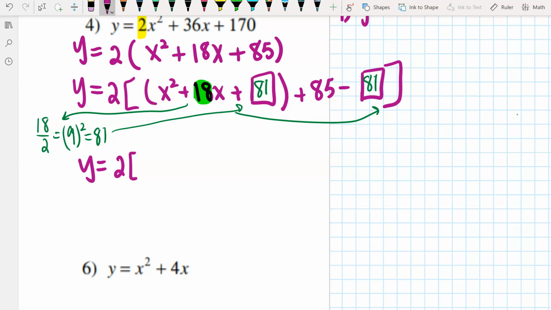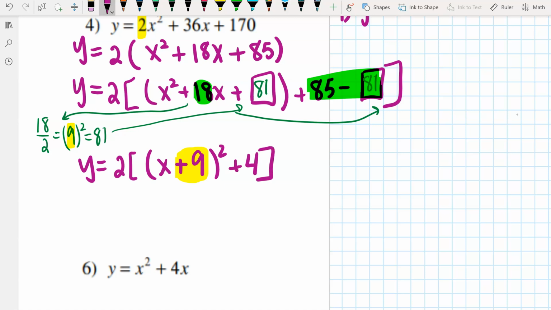Still with the bracket. We now have our parentheses, and it's going to be squared. So on the inside, again, we've talked about this a lot. Your shortcut is whatever's inside those parentheses before you square is what you put inside here. It's a nice shortcut to help you with the factoring. So I have an x plus 9 squared, and then I'm going to simplify the 85 minus 81, which happens to be a positive 4, which is really nice.